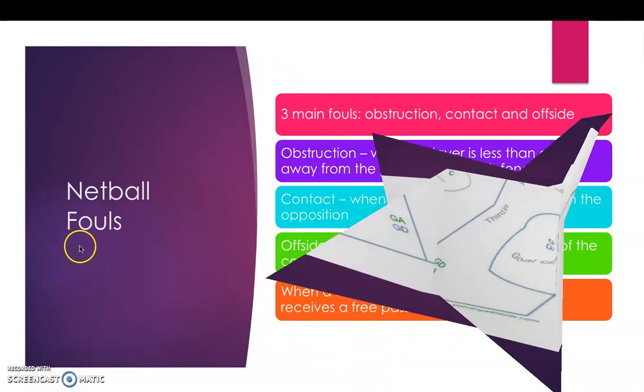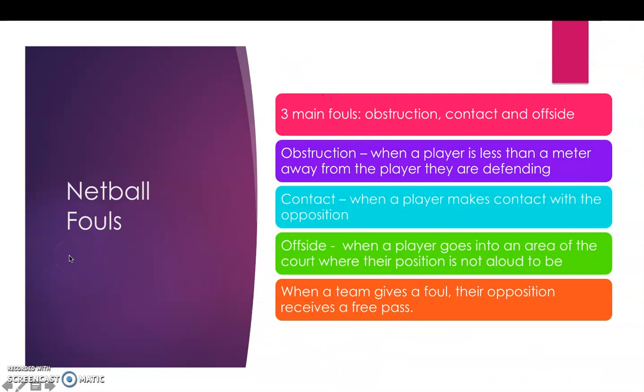Next I'm going to go on about the fouls in netball. There are three main fouls in netball, which are obstruction, contact, and offside.